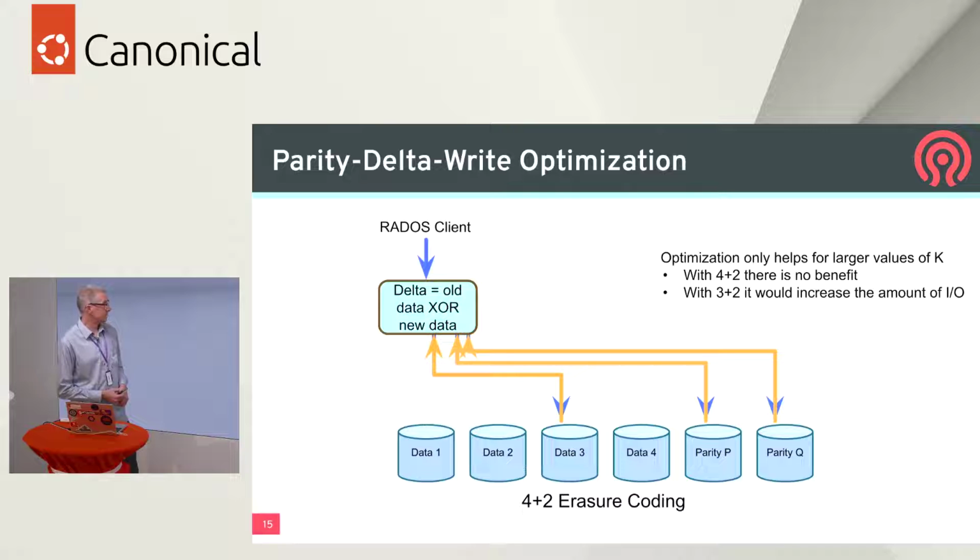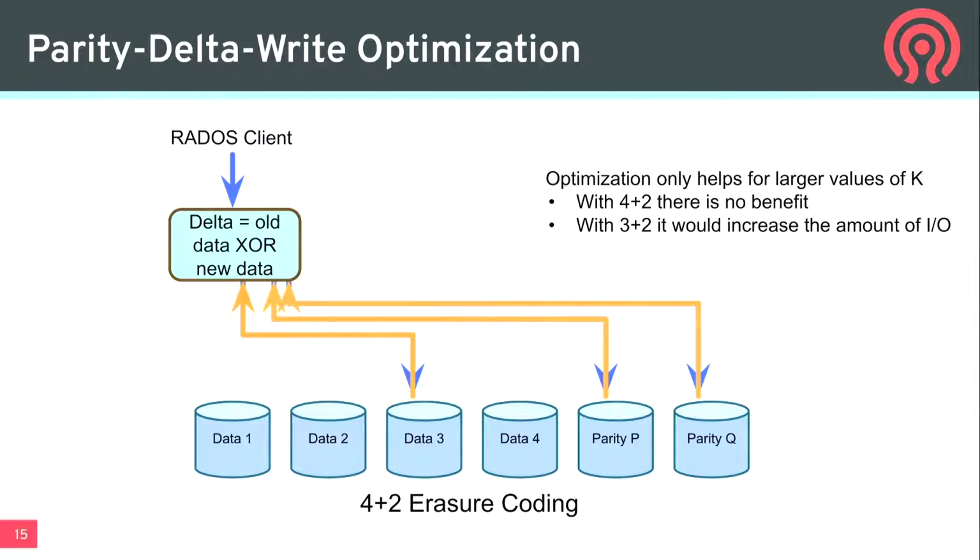So the next technique we can use is called a parity delta write optimization. And this is very commonly implemented in storage controllers that have RAID 5 and RAID 6. But the same technique does actually work with Erasure coding and can be generalized to work with any Erasure coding.